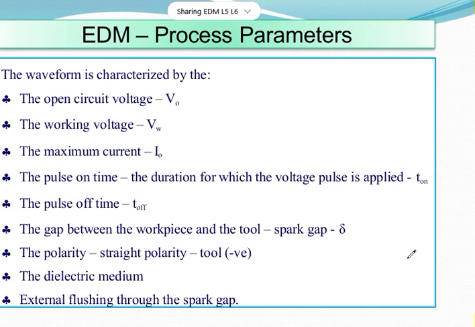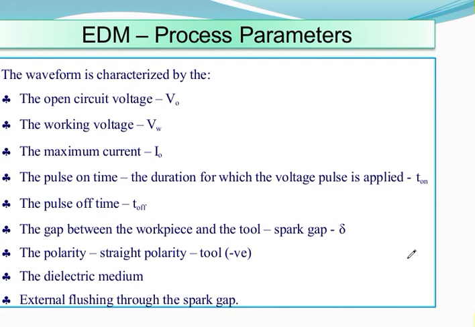Now we will be discussing the process parameters. As you have already seen, we talked about many parameters in the first lecture on EDM, that is, the wave is characterized. I have shown you the wave formation. But basically, what are the factors that help it take shape? That is none other than the open circuit voltage, always denoted by V0. The working voltage, that is Vw. Next is your maximum current, that is the peak current, denoted by I0.